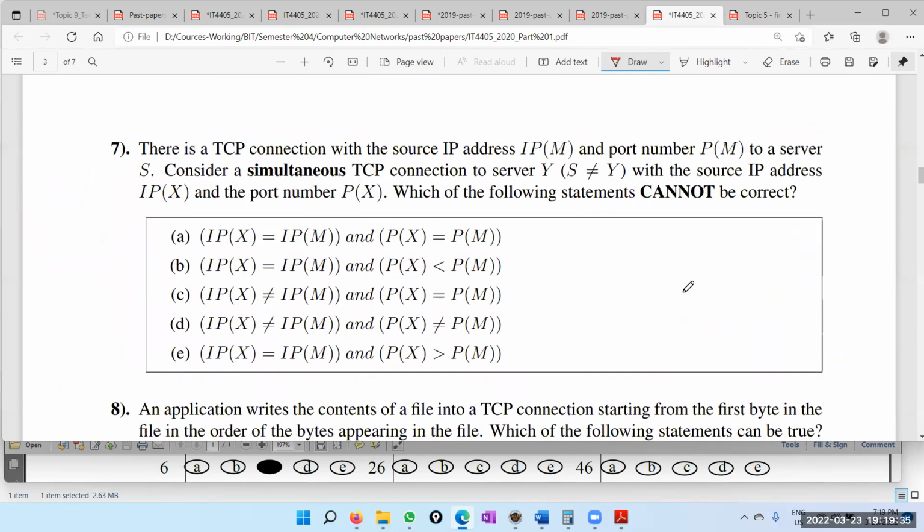Right. 7. There's a TCP connection with the source IP address of IPM. Now, when this kind of question is given, you have to spend a bit of time, because you get 1 hour. So now you can see only 25 questions. I am already in the 7th question. Right? You get 1 hour. So usually you will not run out of time for the network subject.